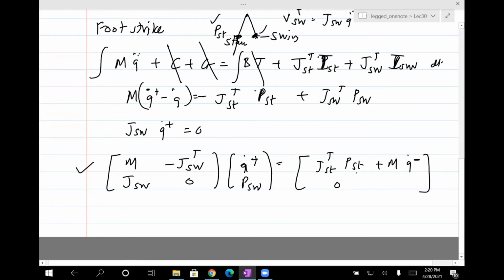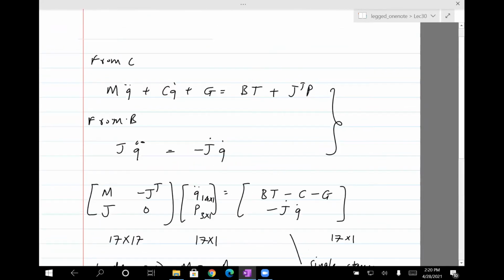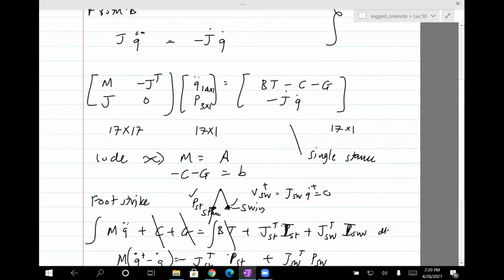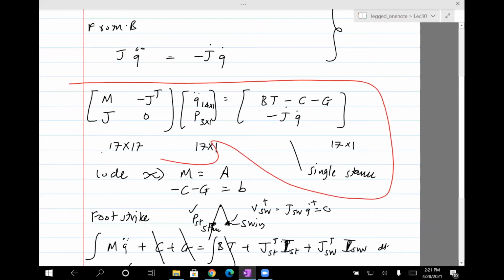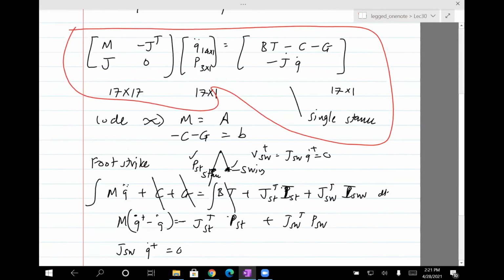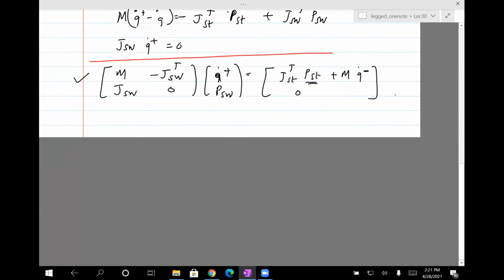So given this, the impulse could be 0 in some cases. Now, given the mass, you can find the speed after impulse and the swing. Okay, so that's basically the equations. So the equations for single stance, which I will highlight here, and then this one.